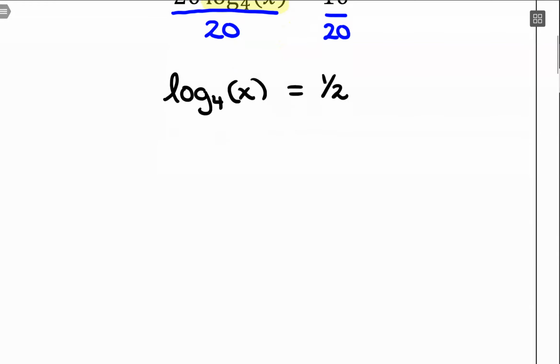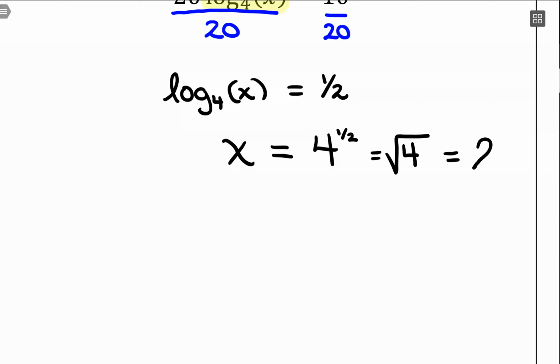So we're going to have our value of x equals, so the value goes to one side of the equation all alone, and then we'll have our base and exponent. So that's going to be 4 to the 1/2, which is the same thing as square root of 4, which is equal to 2. So x is equal to 2.